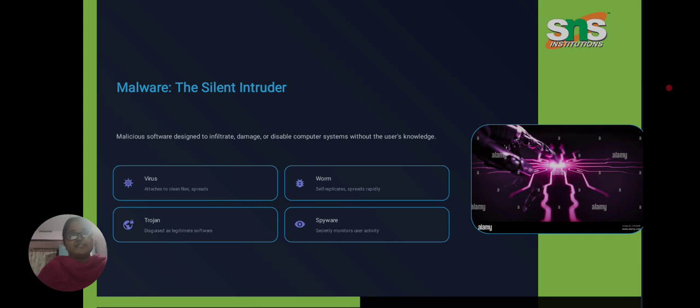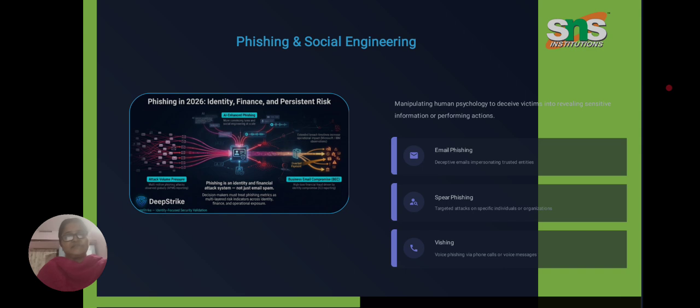Viruses are attached to files, and they spread to the entire file and attack the information. Worms spread automatically. Trojans look like genuine software, but they will rob our data. Spyware secretly tracks our activities, etc.